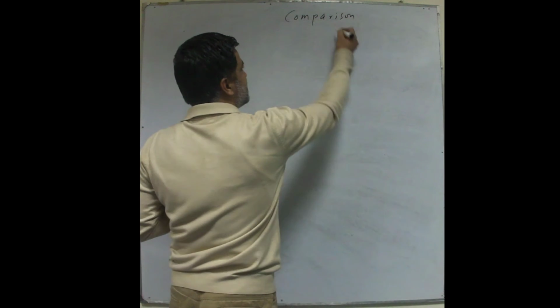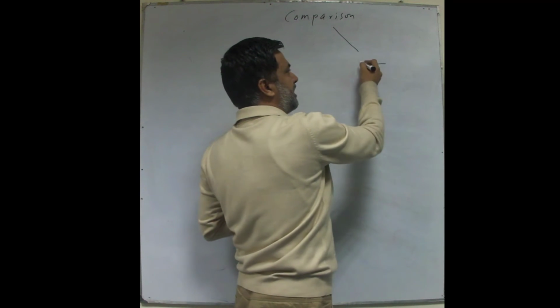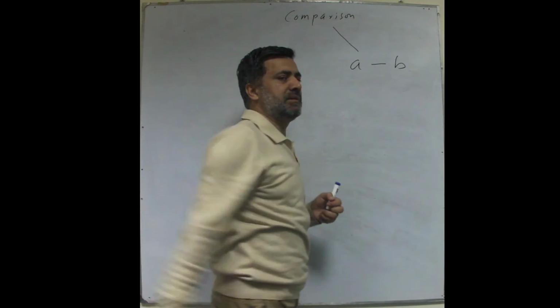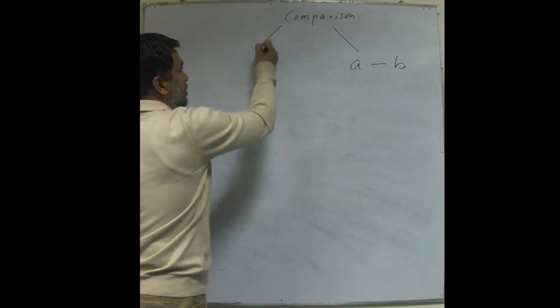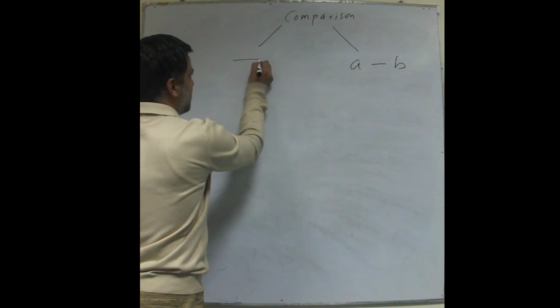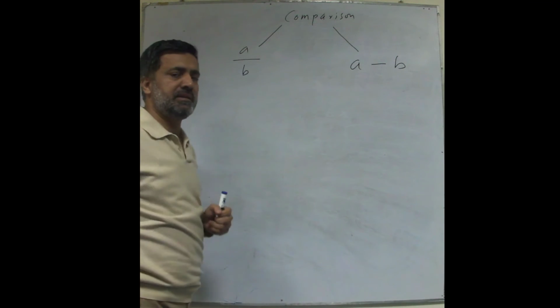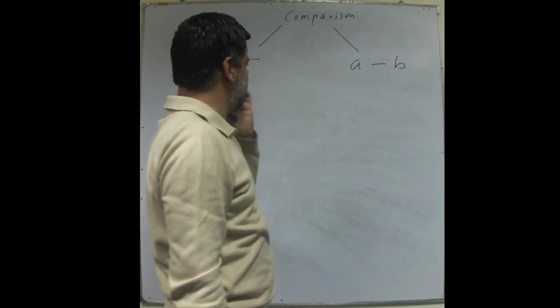Comparison. One way of doing comparison was to subtract, like A minus B. Yeah, you want to know the difference between A and B. You can also use division to compare two things. So this same A over B can also be used as a way to compare the two things. Now let me give you an example.